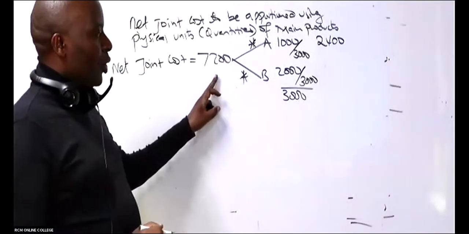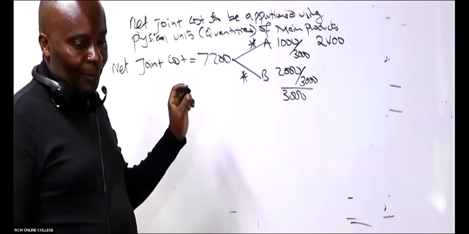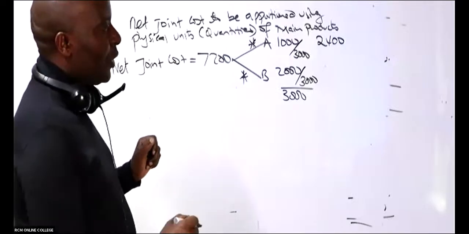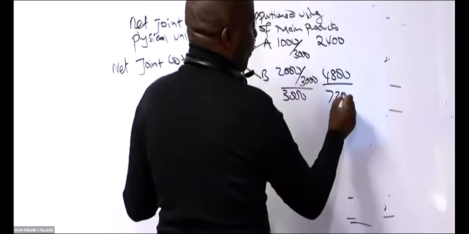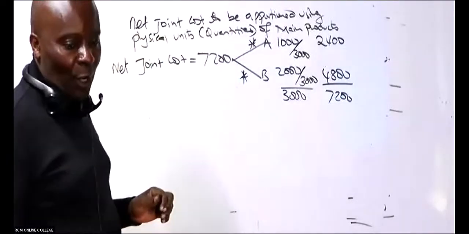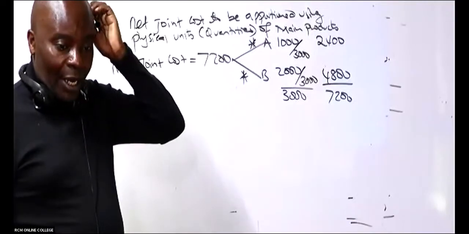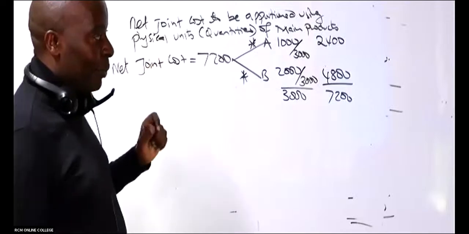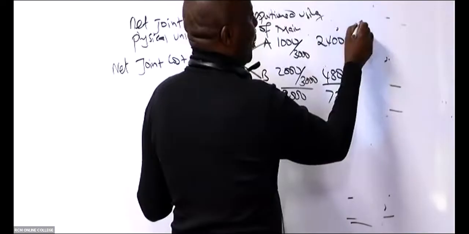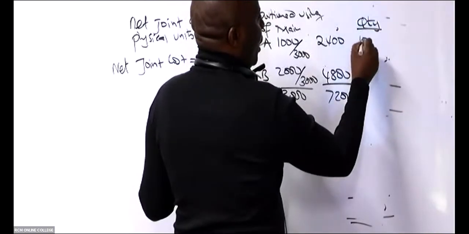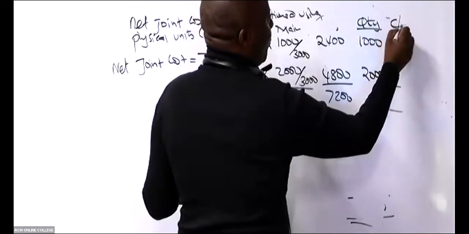2,400. How about 7,200 times 2 over 3? That is 4,800. If you add the two, of course, you'll end up getting 7,200. And then, ladies and gentlemen, come and repeat here the quantity. Remember, this is total cost. The quantity for A is 1,000 and for B is 2,000. So give us the cost per unit.